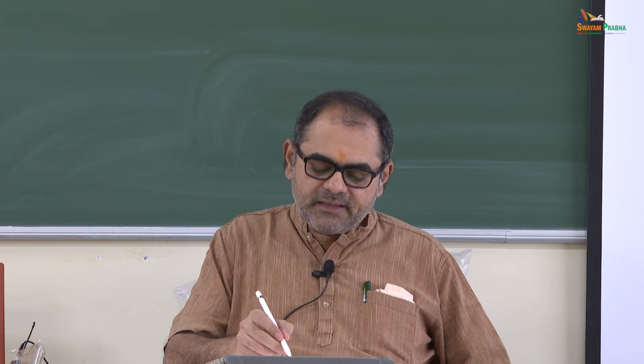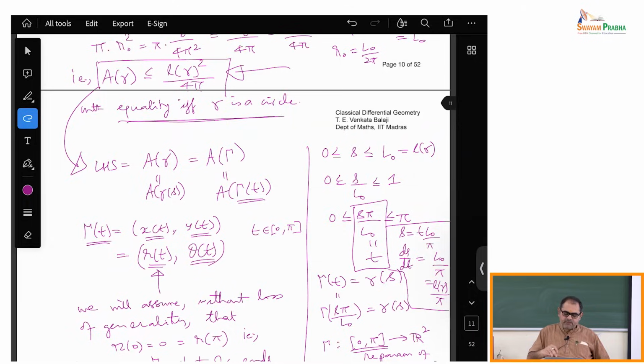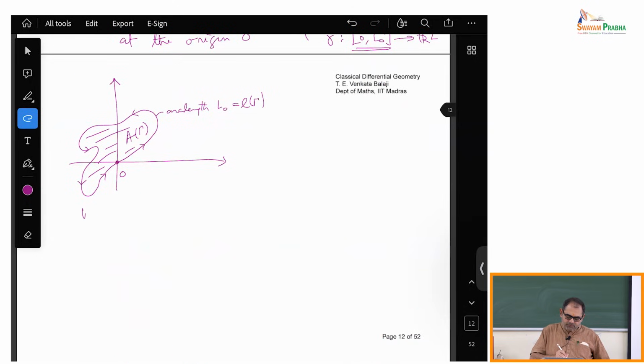And now what is it that I am trying to prove? This is the inequality I am trying to prove: A gamma is less than or equal to L gamma squared by 4 pi. We want to show A gamma is less than or equal to L gamma squared by 4 pi. This is what you want to do.